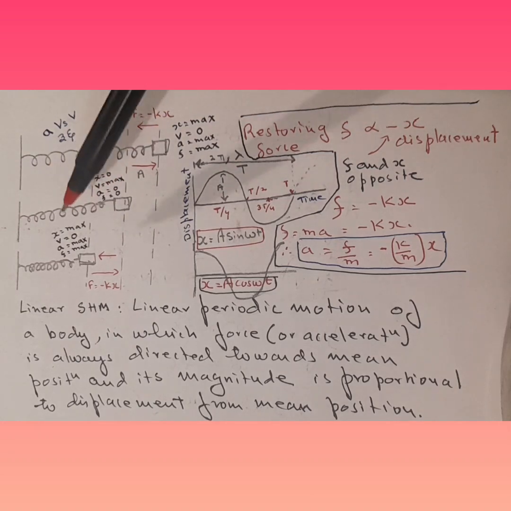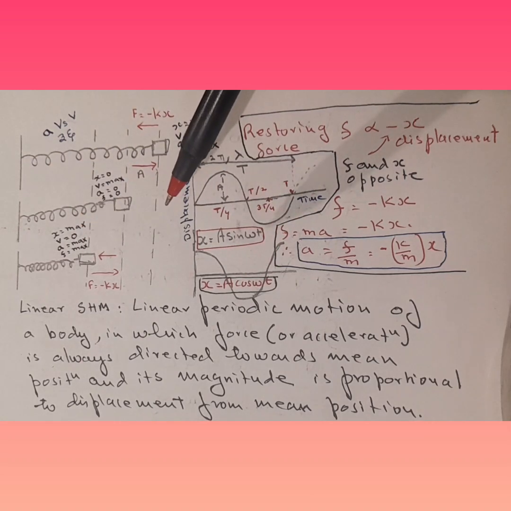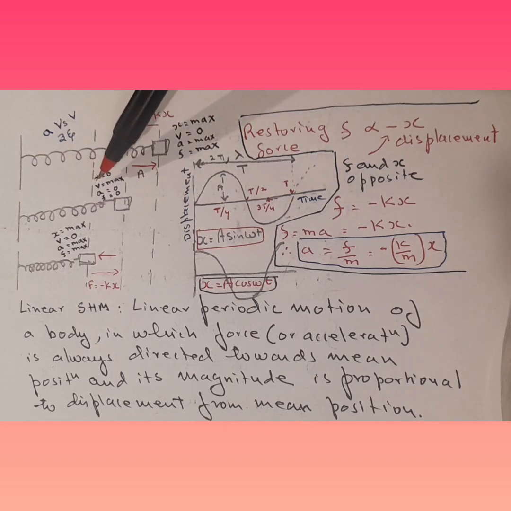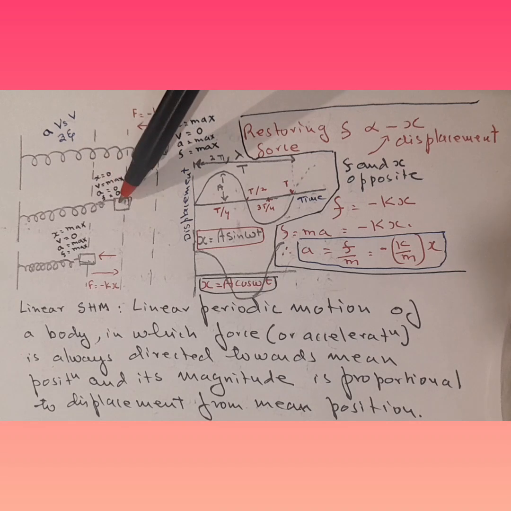Now, having known these things, let's proceed into derivation, trying to prove what we told just now. At x equal to 0, v is maximum and acceleration is equal to 0; at maximum x, v is 0 and acceleration is maximum. These are the things that we get. Let's get it out via derivation.